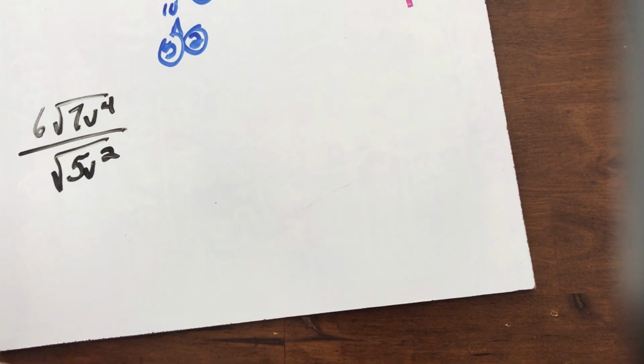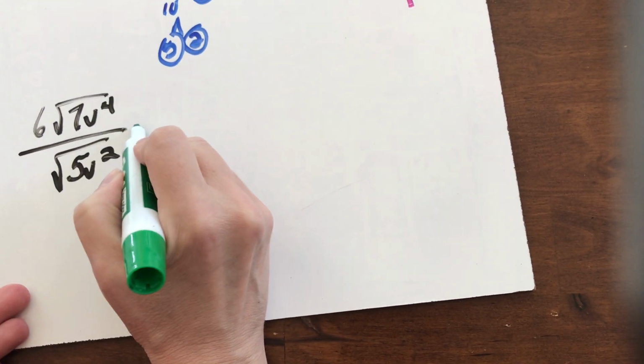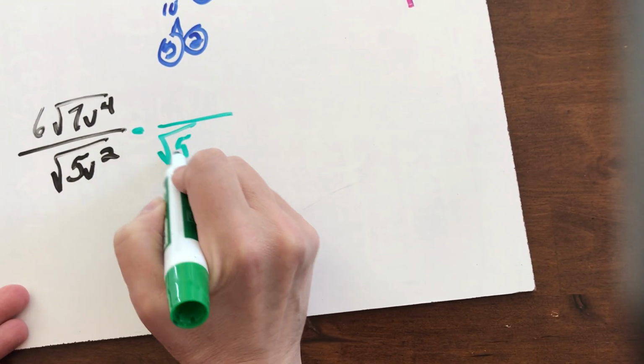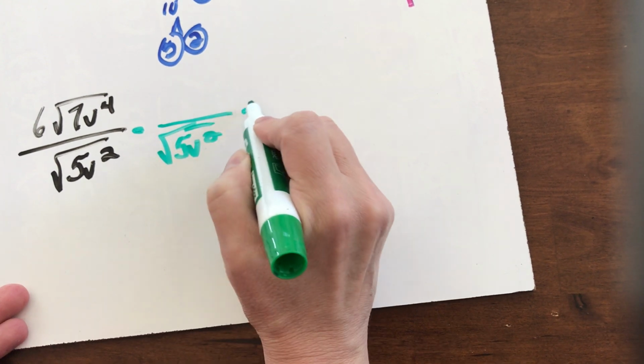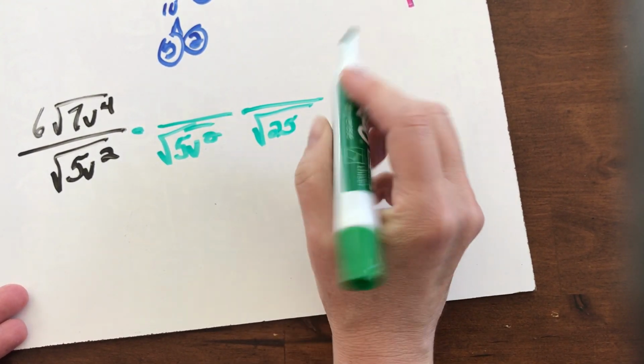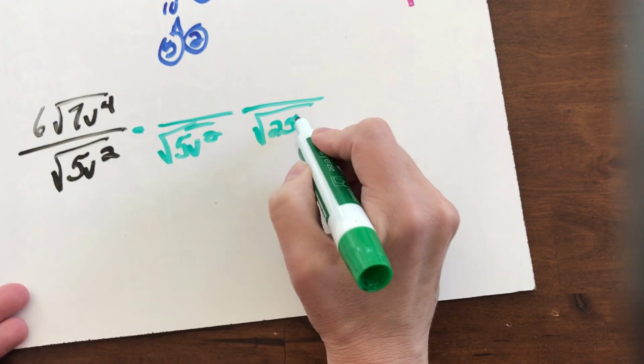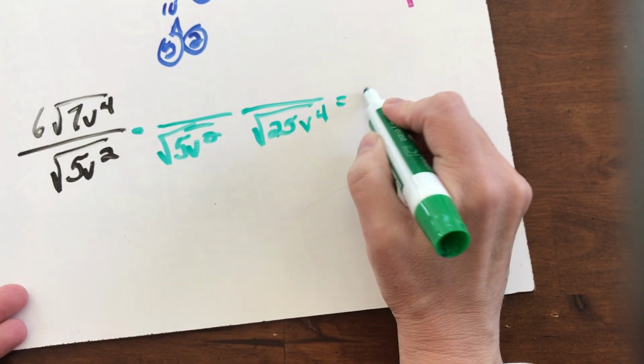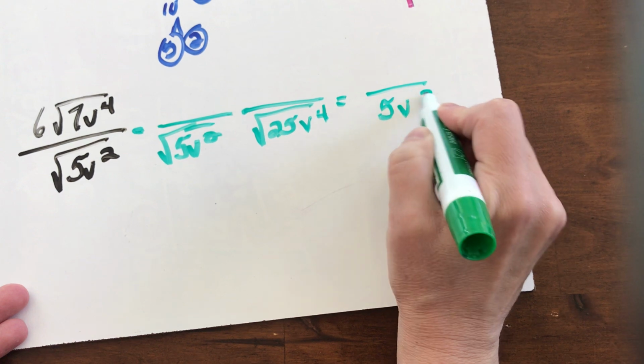All right, now, because everything's underneath the radical sign, you have to multiply by everything underneath the radical sign to pull it out. So I'm going to end up with the square root of 25, and v squared times v squared is going to be v to the 4th, which is going to give me 5v squared.